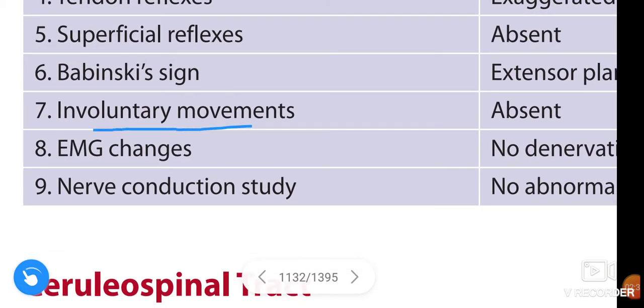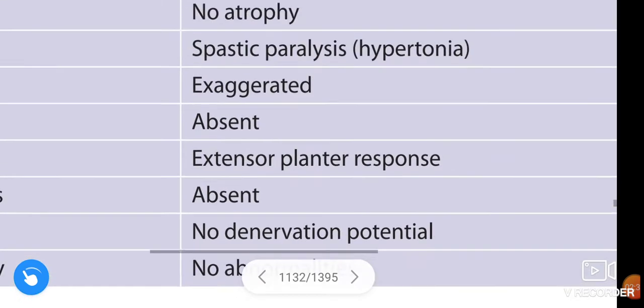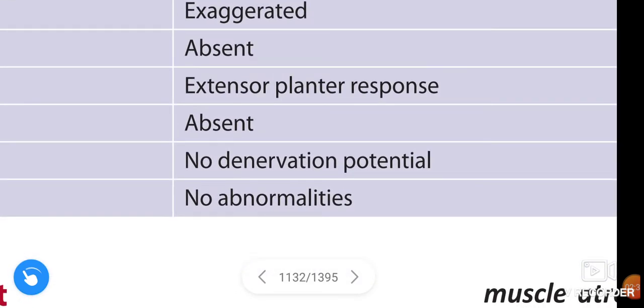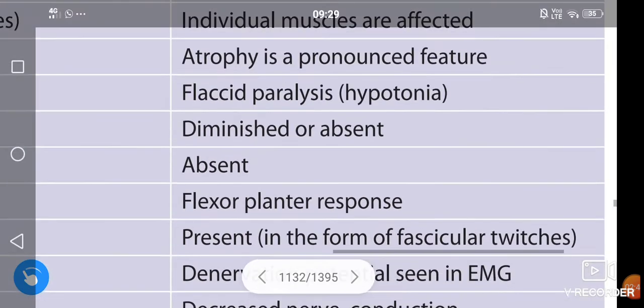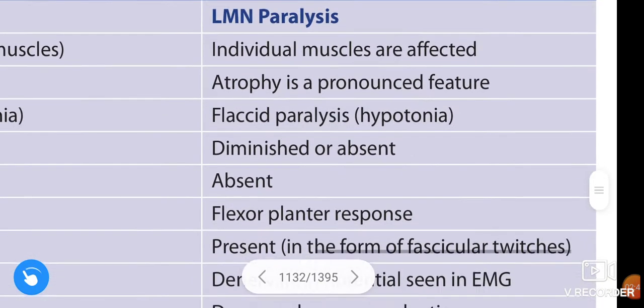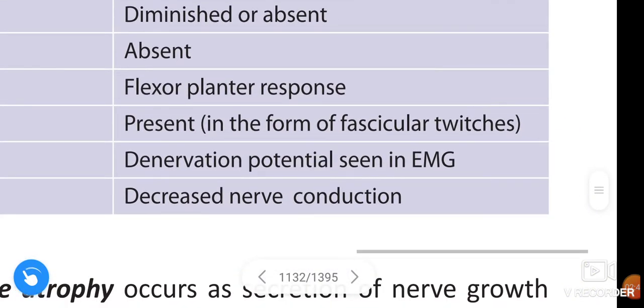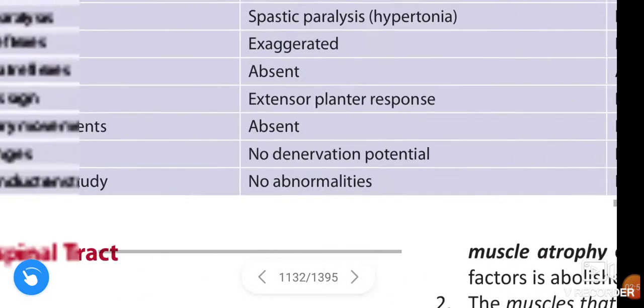Next, involuntary movements. Involuntary movements are absent in upper motor neuron paralysis. Involuntary movements are present in lower motor neuron paralysis in the form of fasciculations.